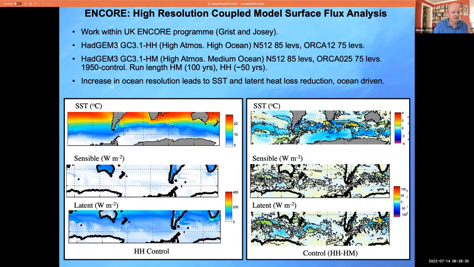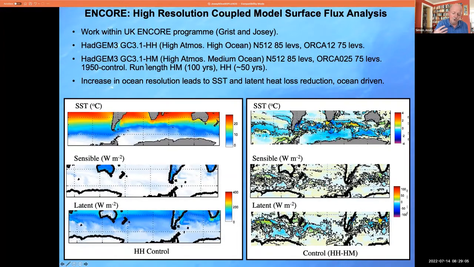So these are just a couple of slides to give you an indication of some stuff we're doing right now. One question we have is, again, model resolution dependence, because we've got various runs of the HadGEM3 model, either with a high resolution atmosphere and a high resolution ocean, so that's HH, or a high resolution atmosphere and a medium ocean. And then there's various other combinations, high resolution atmosphere and low resolution ocean.